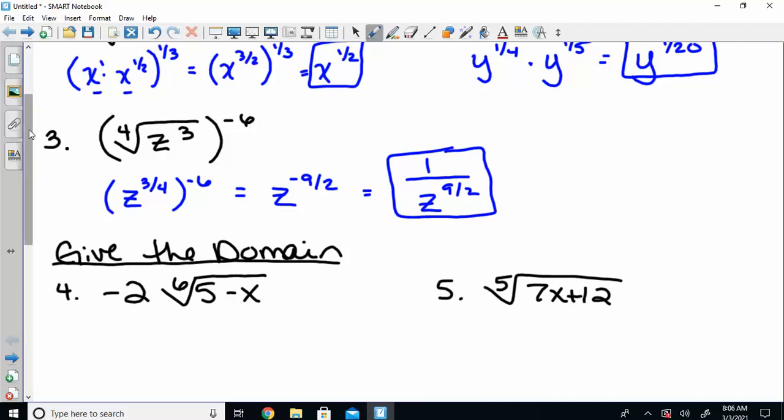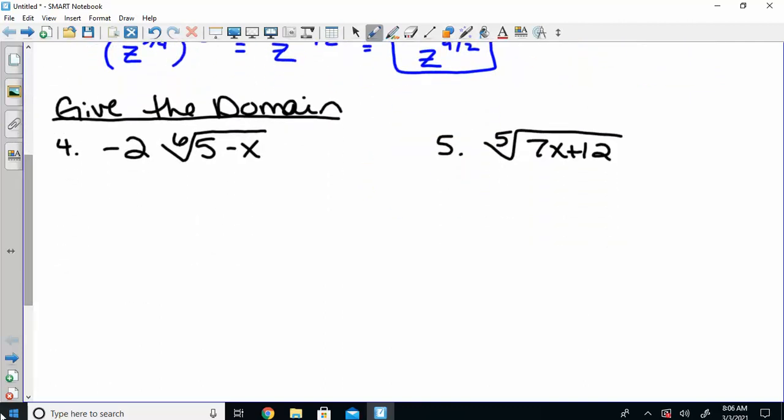The second type of problem we did in this section was giving the domain. And you really just had to pay attention to whether it was an even or an odd root. Number 4 is a 6th root. That's an even root. If you have an even root, what do we know? Under the radical.